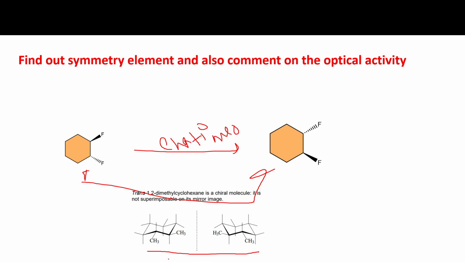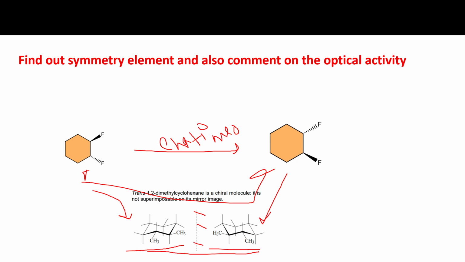This is easily shown by the chair conformations, where we consider the fluorine like the methyl. So if this one has one methyl up and one methyl down, then at that mirror plane, we place the mirror plane where this methyl is up and this methyl is down. This is considered like this molecule, and this is considered like this molecule.